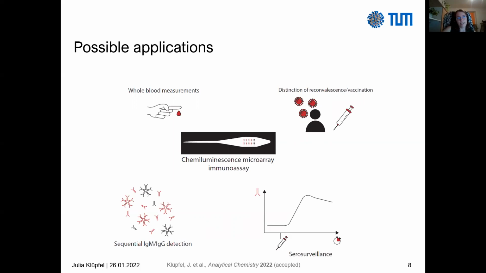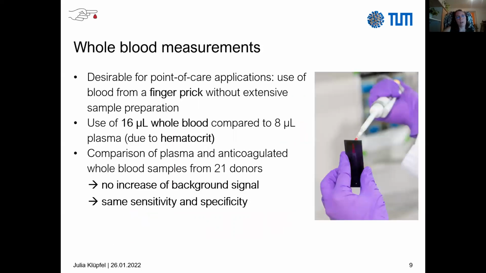So the first thing I want to show you is the whole blood measurements. Because if we want to do a point of care test that is rapid, that gives you the result directly after you inject the sample, then we should be able to use blood from a finger prick. So we don't have to draw blood. We don't have to do any extensive sample preparation like centrifugation of the blood. And therefore, we simply tested if we could use whole blood.